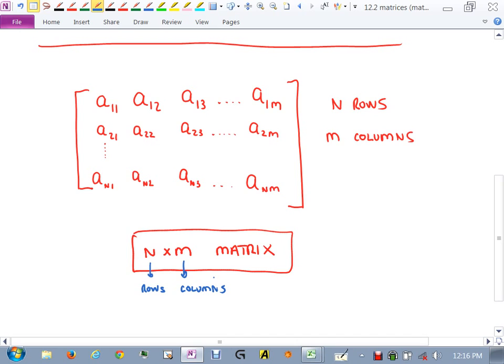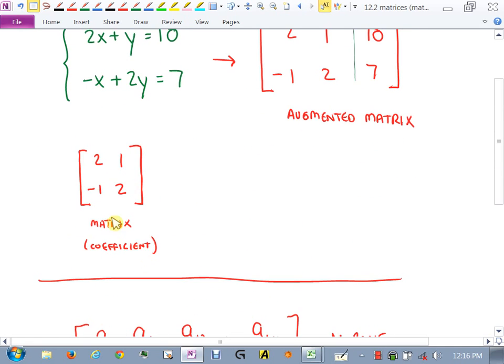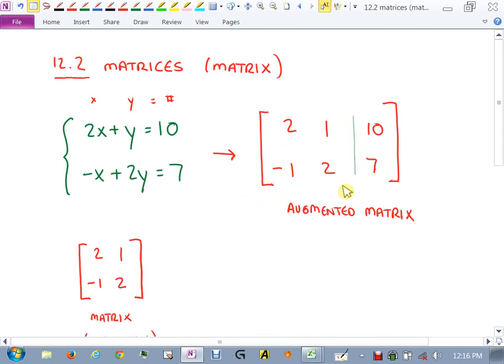Now the way that I've remembered that, has anyone ever heard of that soda called RC Cola? RC Cola, rows, columns, rows, columns. So when you see that number, RC Cola is what I think of, so I can remember rows, columns. So what is this matrix right here? It's a what by what matrix? 2 by 2. This is a 2 by 2 matrix, isn't it? 2 rows, 2 columns. This augmented matrix is a what? 2 by 3 matrix, isn't it?